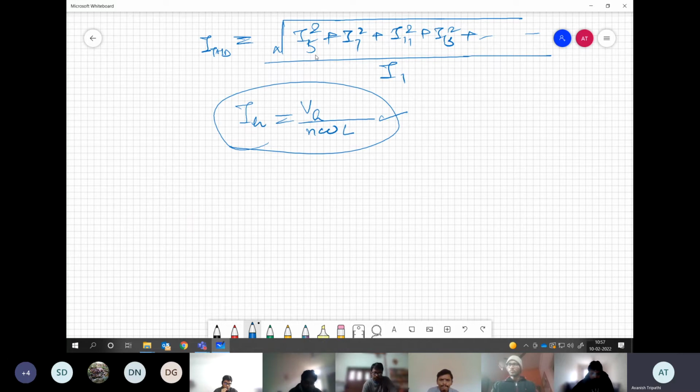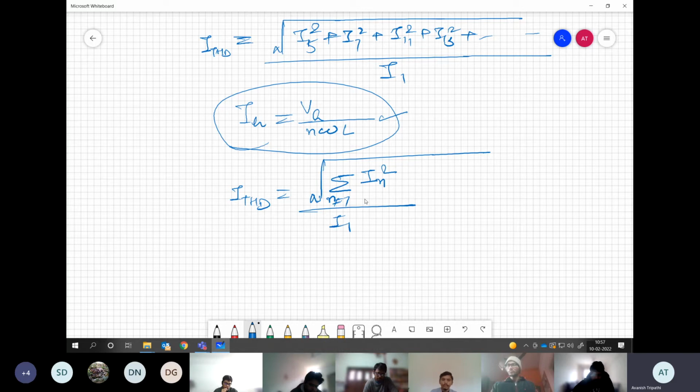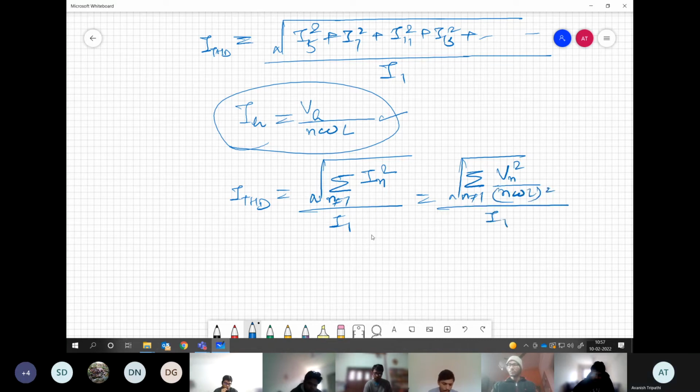So then I can replace every harmonic with the corresponding voltage harmonic. So what I will get in general is the summation of In square for n not equal to 1, divided by I1, and this is equal to the summation of n not equal to 1 of Vn square divided by (n omega L) whole square, divided by I1. Now this omega L factor is basically common, so we can take it out, and we can have 1 by omega L.